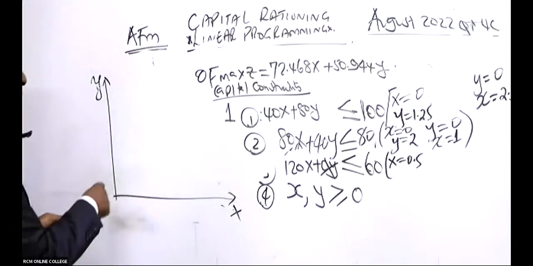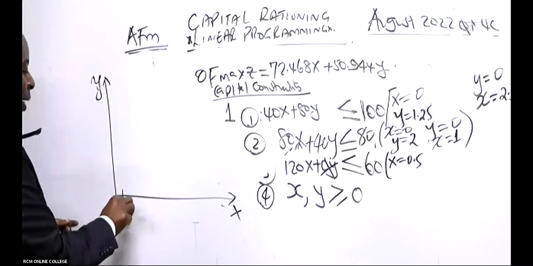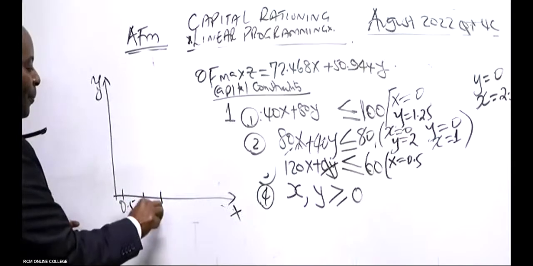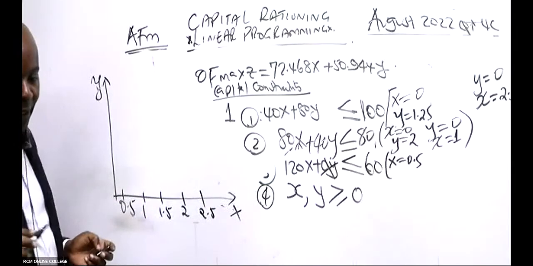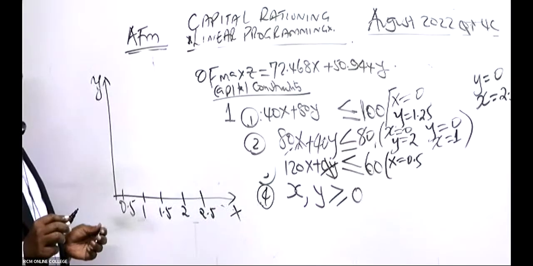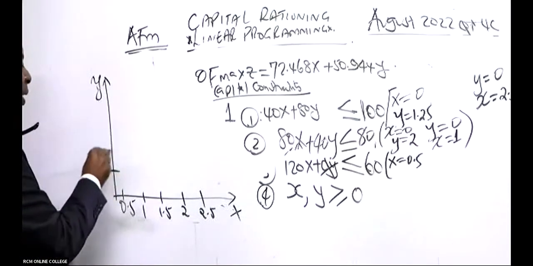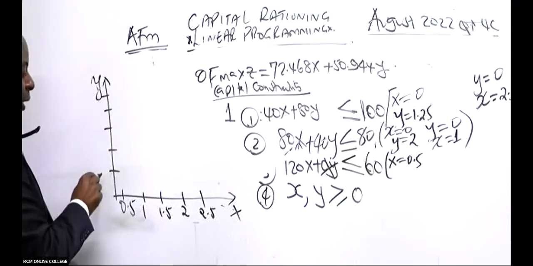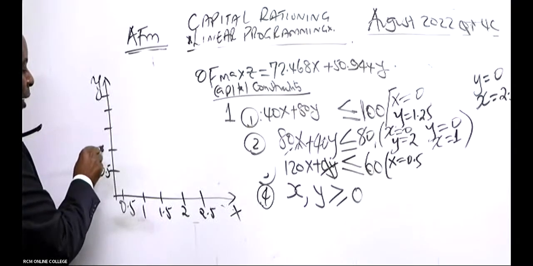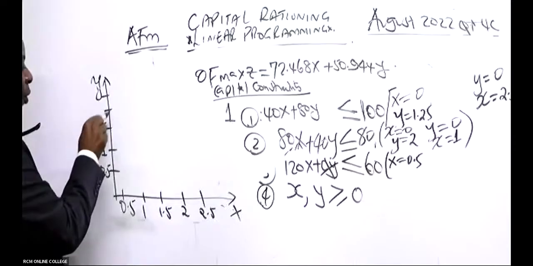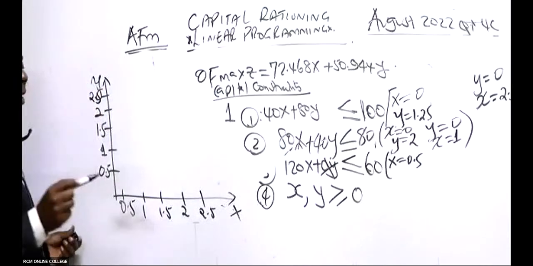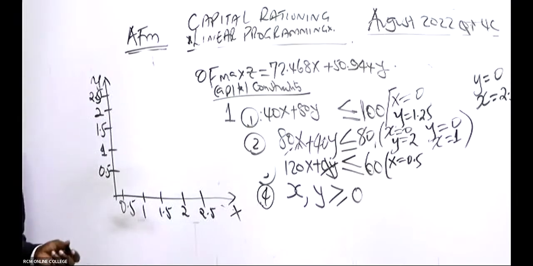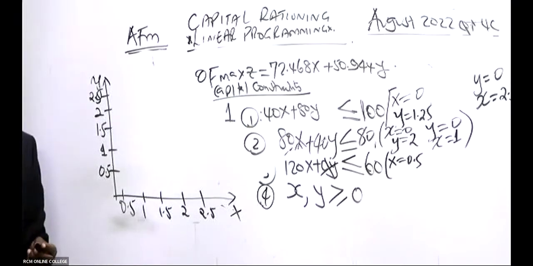So here I would start straight away with 0.5. Yeah, 1, 1.5, 2, and then we have 2.5 like that. Yeah, it's tricky. For y, do the same too. Say 0.5, 1, 1.5, 2, say 2.5. Use the same scale.